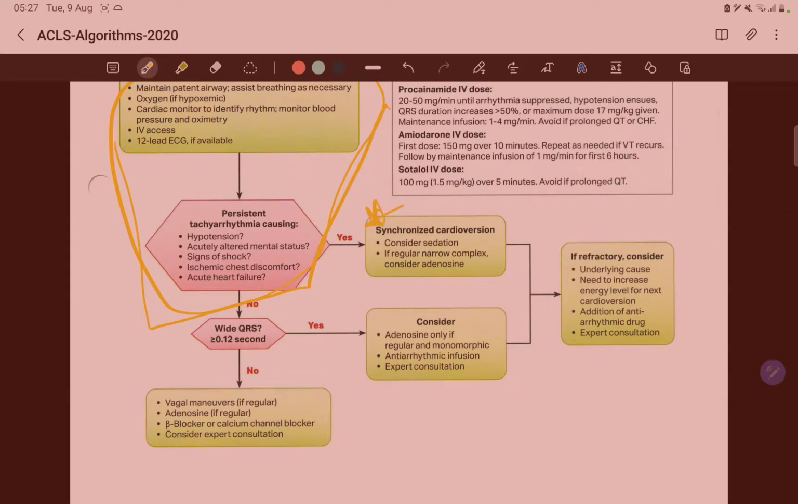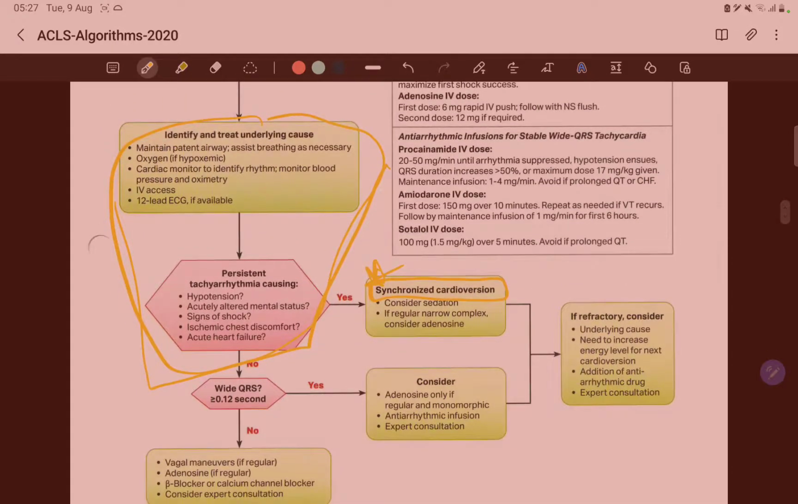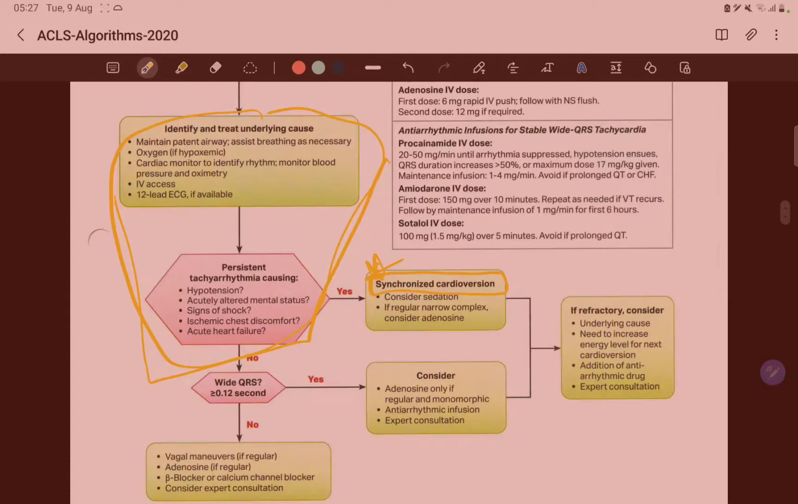we go for the sync mode in synchronized cardioversion. Now suppose in this tachyarrhythmia we found this is a case of VT, either monomorphic or polymorphic, or supraventricular tachycardia, SVT. Suppose this kind of patient came to us, right? We see this patient has low BP and altered mental status. So we go for the yes algorithm and we go for synchronized cardioversion.